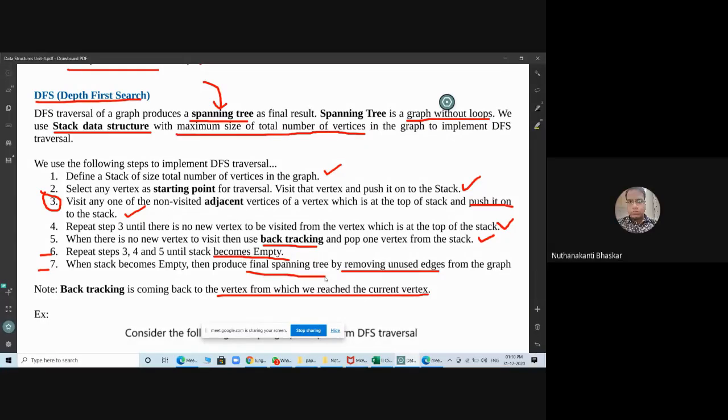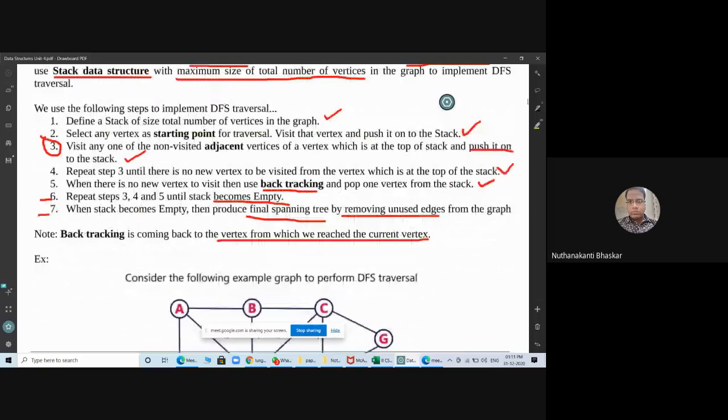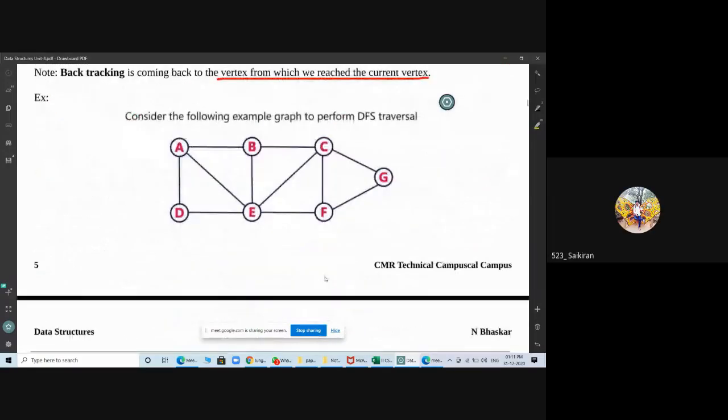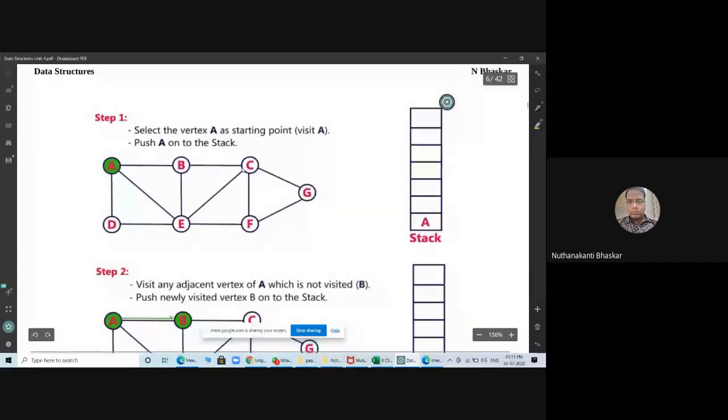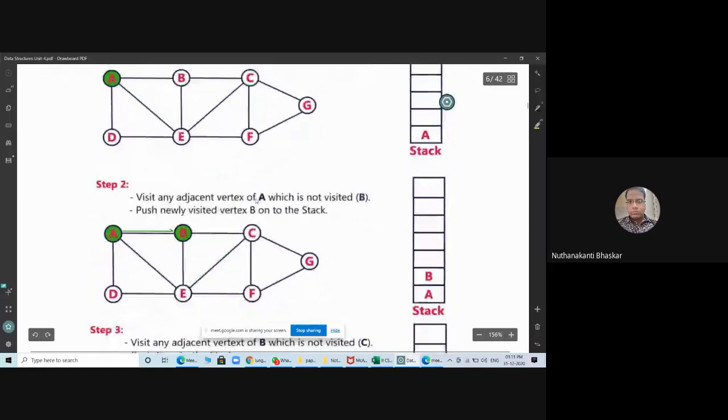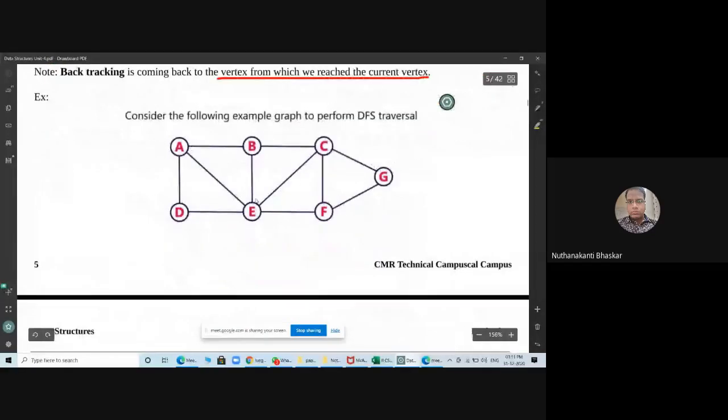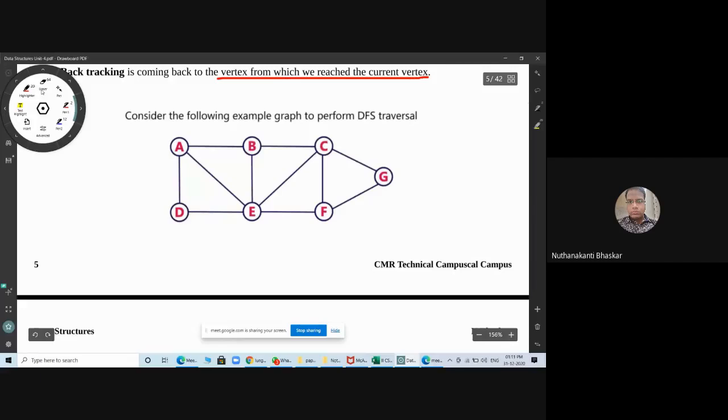Now shall we go with an example? Generally we need to write in your examination step by step: step 1, step 2, step 3. But you will get confused. So from this graph only, I am going to explain how to do this particular spanning tree. Are you clear?